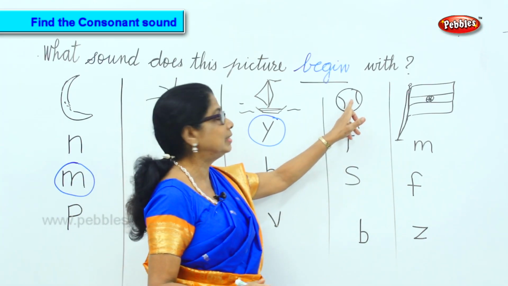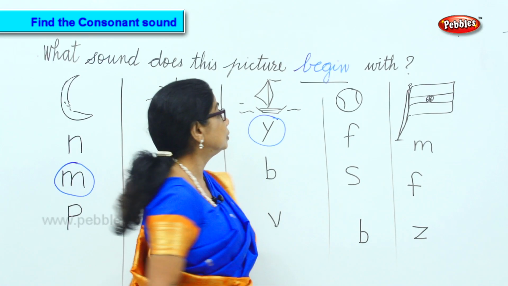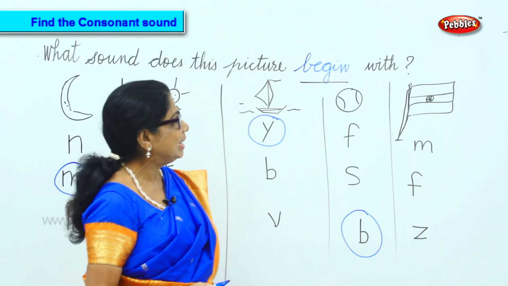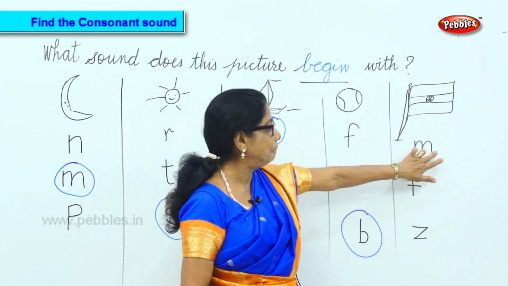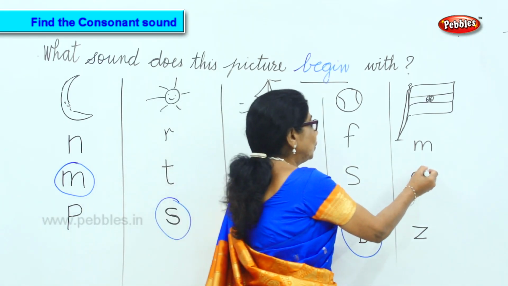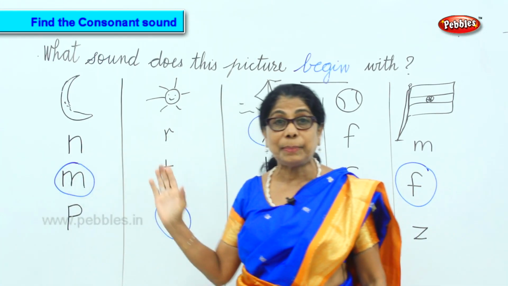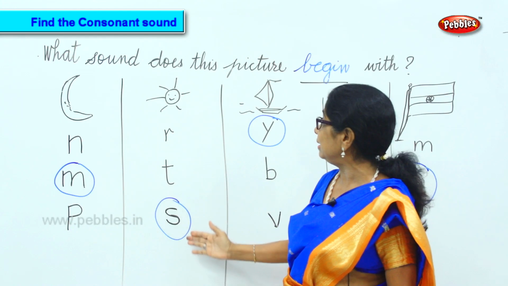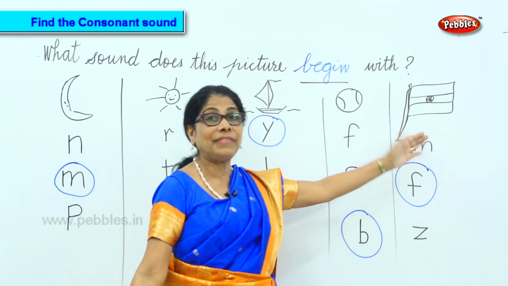The next picture we have is a ball, and we have F, S and B. So ball begins with B. Finally, we have a picture of a flag, and we have letters N, F and Z. So flag, it begins with F. So what was your question? What sound do these pictures begin with? The first picture, moon, M, sun, S, yacht, Y, ball, B, flag, F.